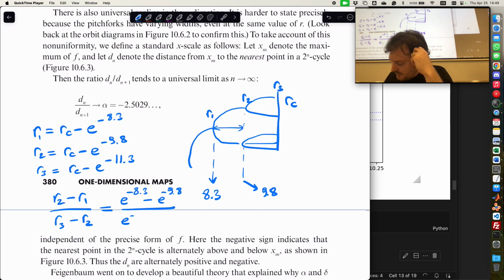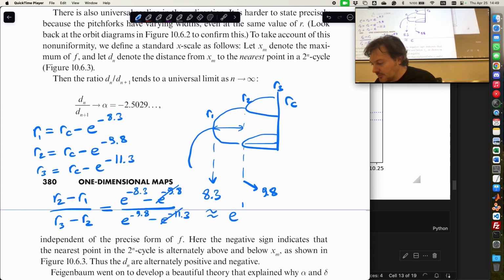No, I think the above one should be reversed. It should be e to the minus 9.8 minus e to the e. Look, hear me out. Do you agree that this is much smaller than the other one? So if you divide them, it's approximately e to the 1.5. That's what's going on.